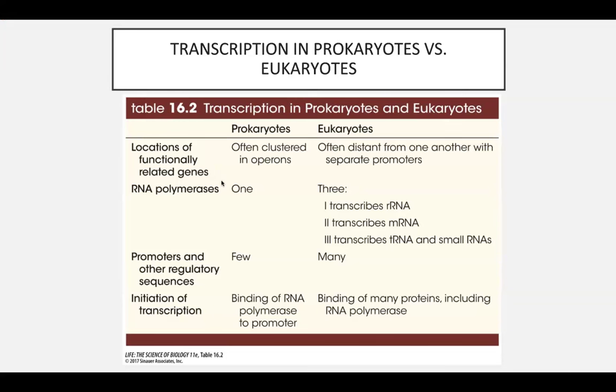Okay, sorry about that. Prokaryotes also have very few promoters as they're less diverse. Eukaryotes have many promoters, many regulatory sequences, and in order to initiate transcription for prokaryotes, RNA polymerase has to bind to the promoter. Eukaryotes bind to many proteins, including RNA polymerase.